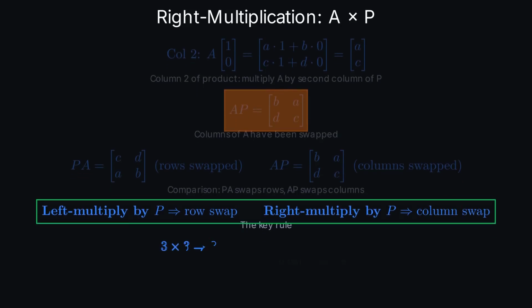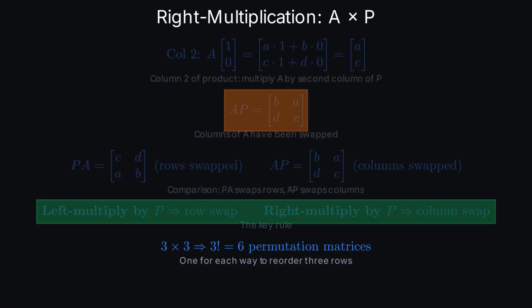As a final note, for a 3x3 system, there are 3 factorial, that's 6 permutation matrices, 1 for each possible way to reorder 3 rows. We know how to exchange rows. Now let's undo elimination steps.